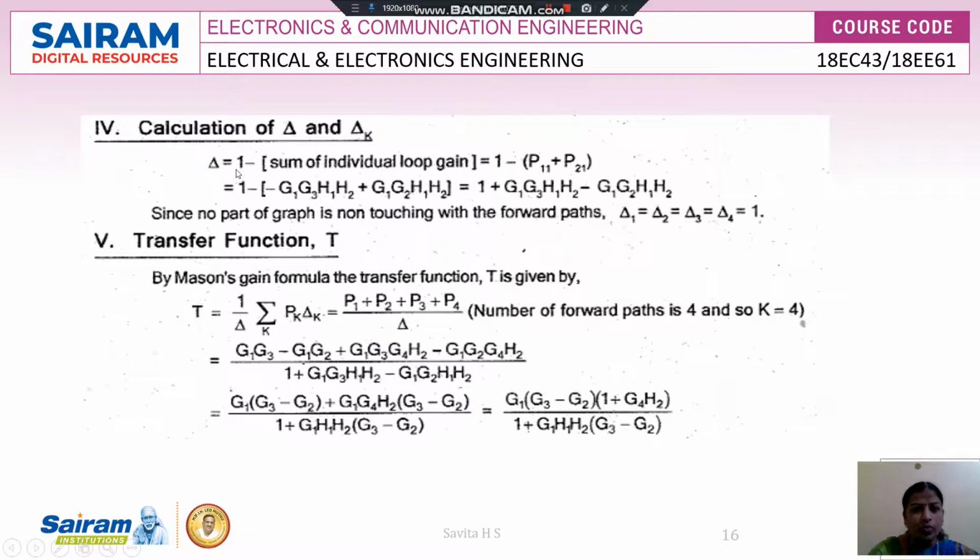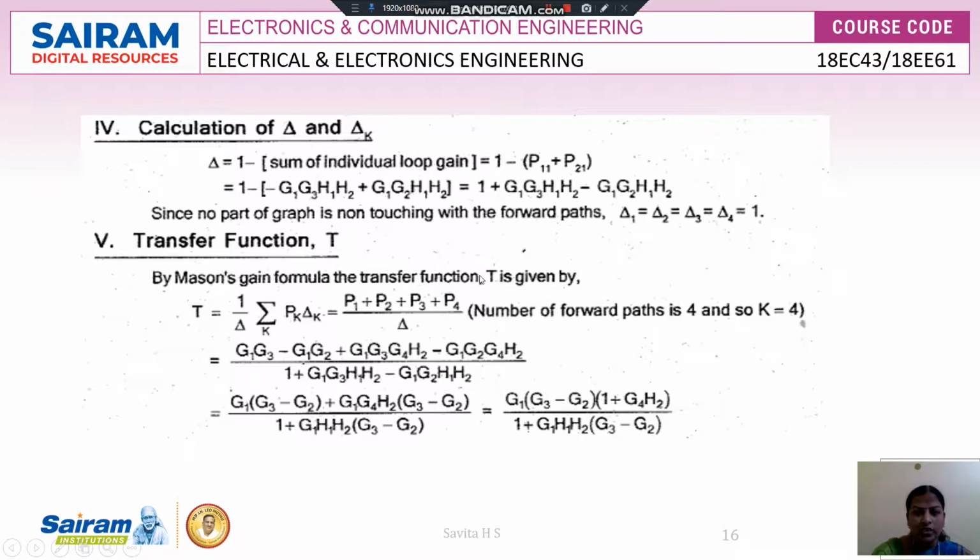Delta is equal to 1 minus the sum of individual loop gains. We have only 2 individual loops, so I can write it as P11 plus P21. Now we'll substitute the values of these two. I substituted here 1 minus of G1, G3, H1, H2 plus G1, G2, H1, H2. Since the first term is minus, it becomes 1 plus G1, G3, H1, H2, and the second term is minus into plus, so it is minus G1, G2, H1, H2. Since all the loops are touching all the forward paths, delta 1, delta 2, delta 3, delta 4 values are equal to 1.